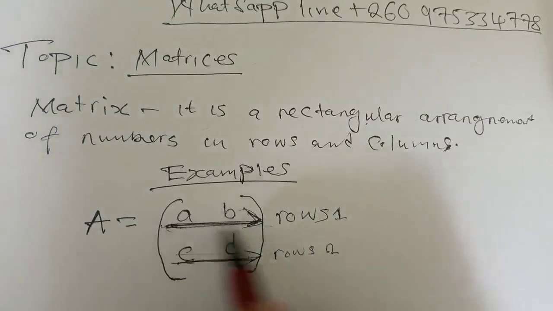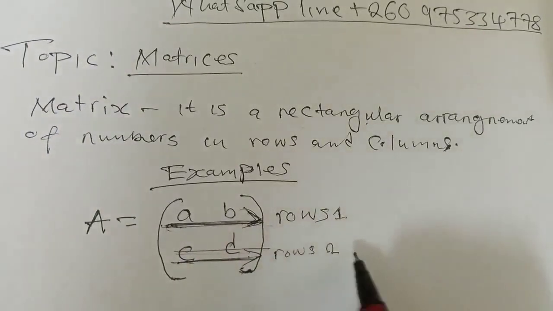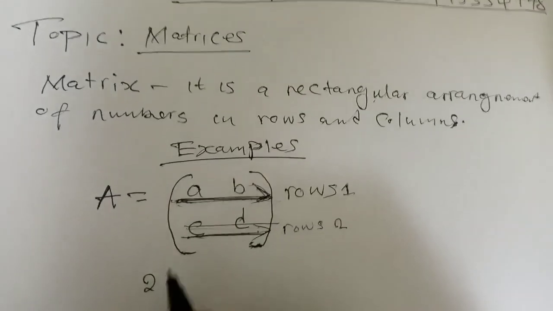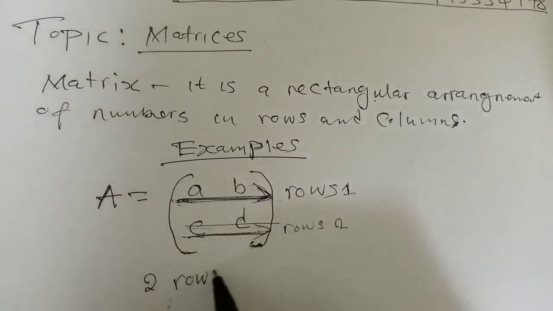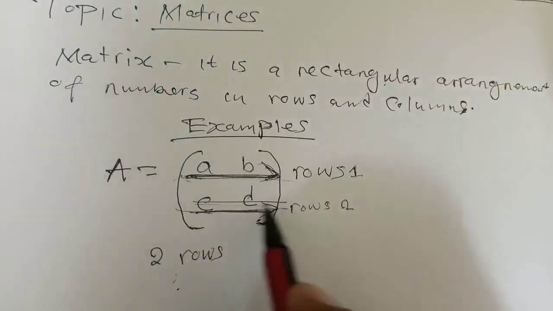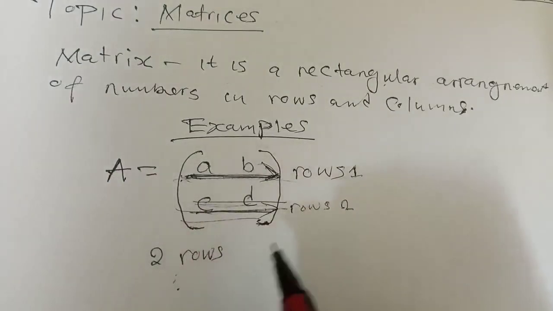You just count 1, 2. So this matrix has 2 rows. It has 2 rows like that.